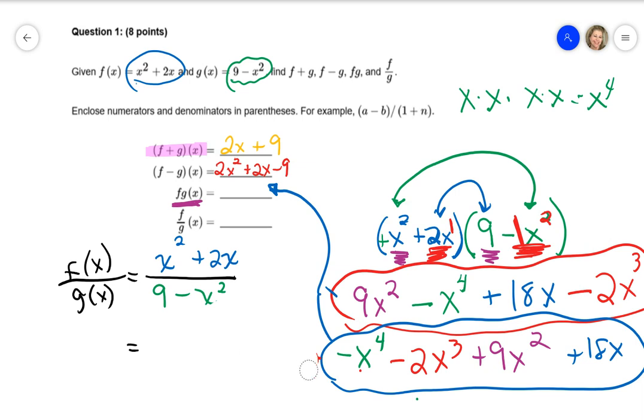So for Mobius, since it said put your answers in parentheses, I would have to type this as parentheses, x squared plus 2x, close the parenthesis, backslash, parenthesis, 9 minus x squared, close the parenthesis to make that work. And that is problem number 1.